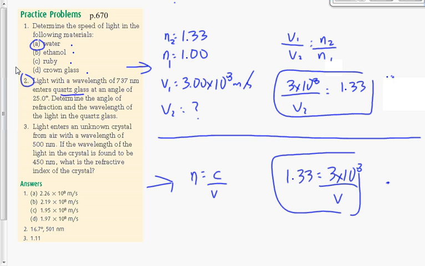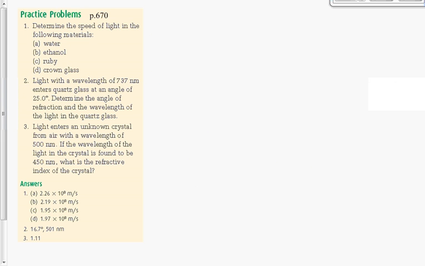The one little caution on this one is that this obviously isn't on our data sheet, right? But again, it comes back to the definition of index of refraction. It's the ratio of the speed of light in a vacuum to the speed of light in that medium. All right, let's take a look at question number 2 now.